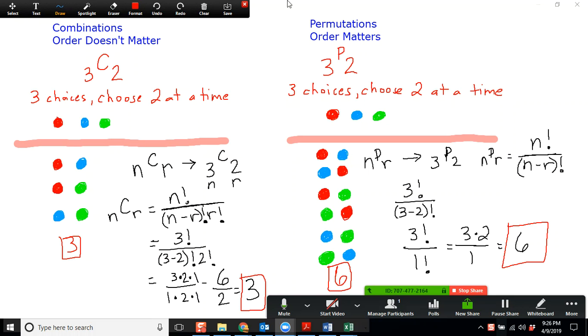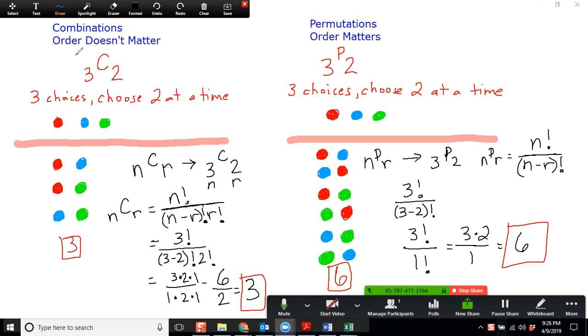Combinations and permutations are ways that we can find out how many possibilities there are. With combinations, order does not matter as far as what order we have things. Permutations, order does matter. So I wrote out these two.